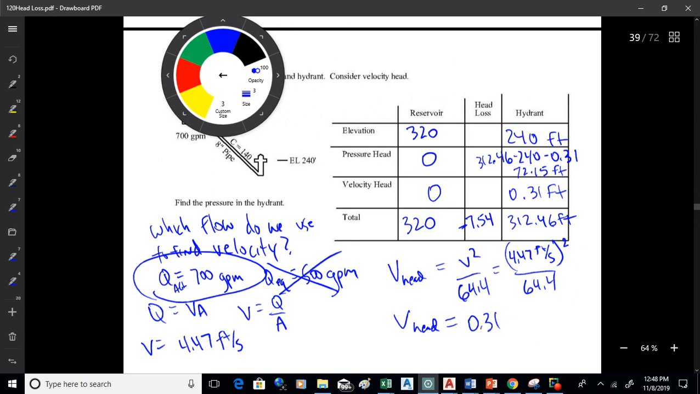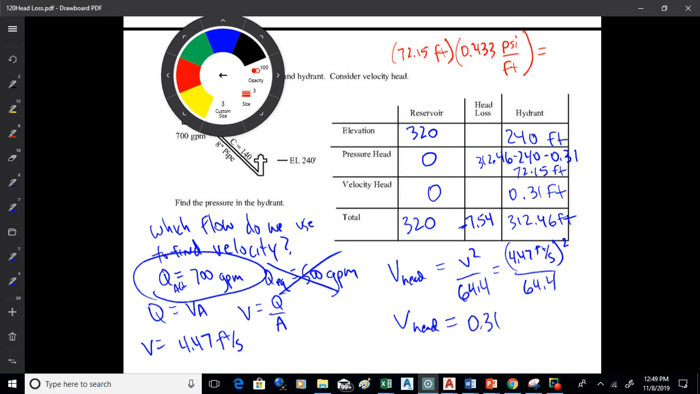So if you've got 72.15 feet of pressure head, what you do to convert it into pressure is just multiply it by 0.433 psi per foot, and that will get you the pressure. And instead of the 31.4 above, now it's 31.2. So you're getting 0.2 psi difference by considering velocity head. Just not a big deal. You hardly would pick that up on a gauge. If you've got a needle type gauge, you're not even going to notice it.